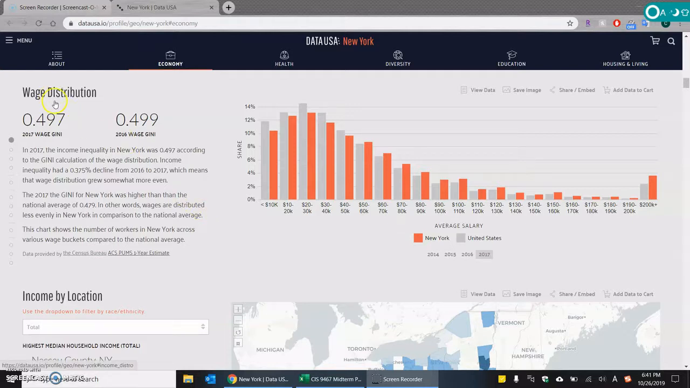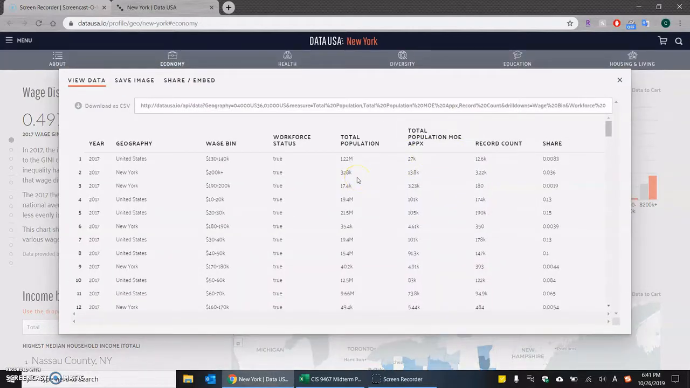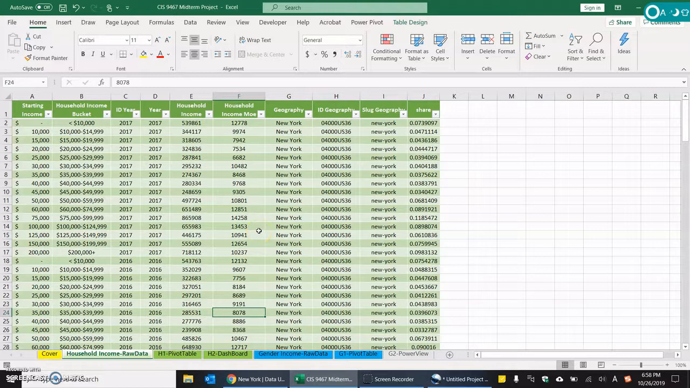The first data set I'm using is wage distribution. And as you can see here, it includes the number of households in each income bucket from 2014 to 2017 for both New York State and the entire nation. As we can see here, in this worksheet, I have all the data downloaded and formatted as a table. And everything here is sorted by first the year, then the starting income of each income bucket.